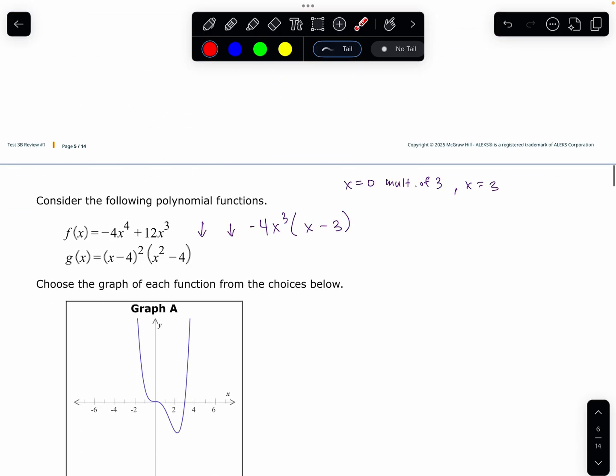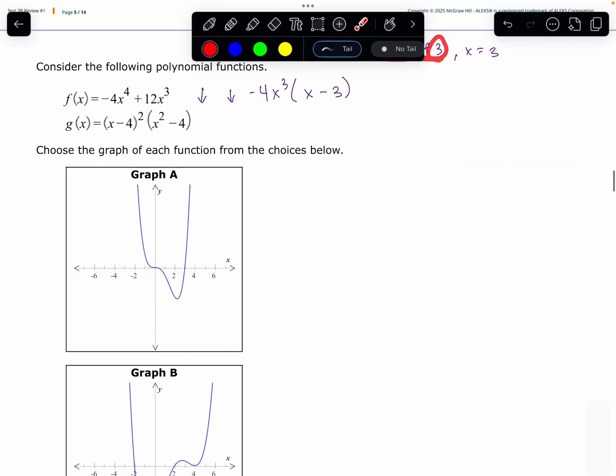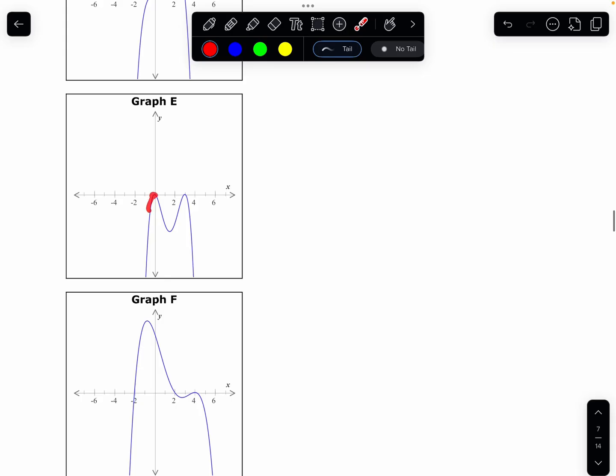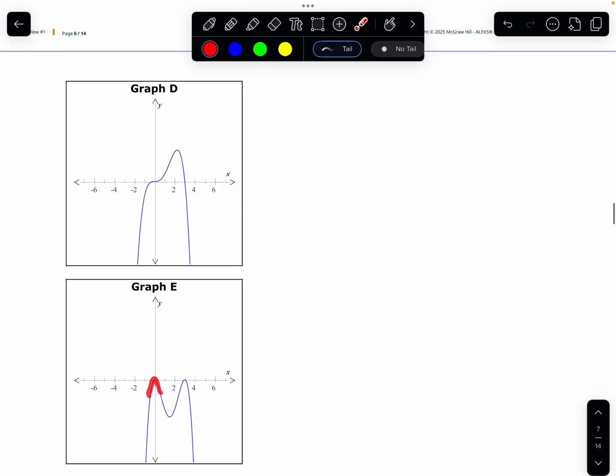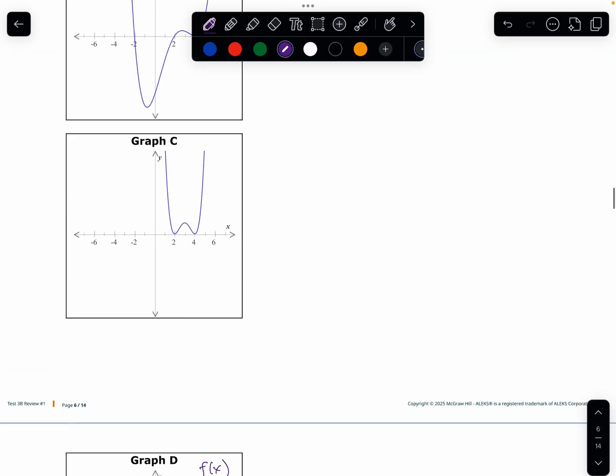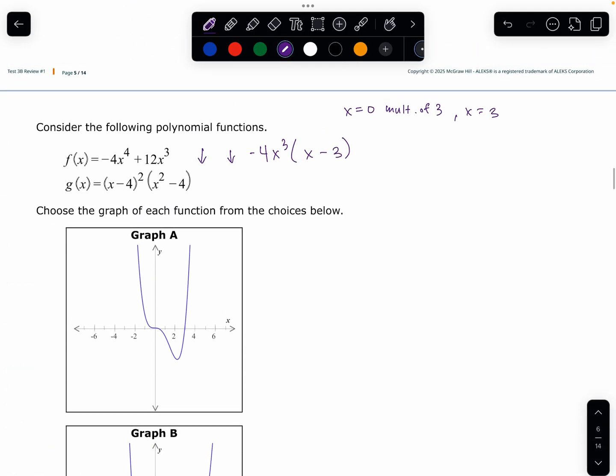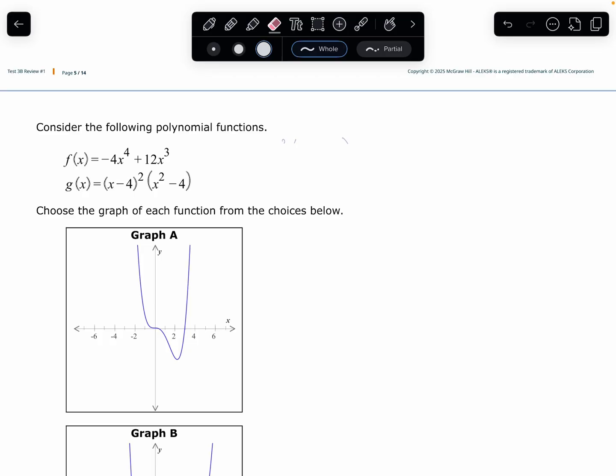If this was a multiplicity of 2 or 4, an even multiplicity, then yes, it would touch, but it doesn't. So this one has to be the graph of f of x. Okay, and then for g of x, we have (x minus 4) squared times (x squared minus 4). For this one, I have 2 factors here and 1 factor here. So if I have 2 factors and 1 factor, that's a degree 3 polynomial.